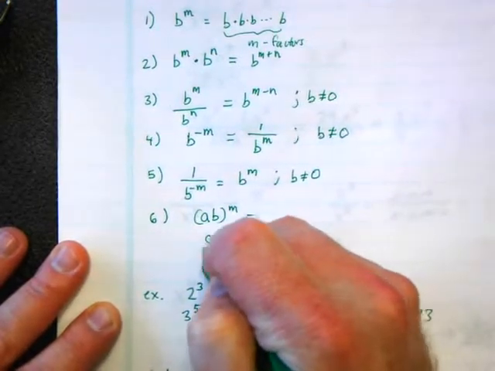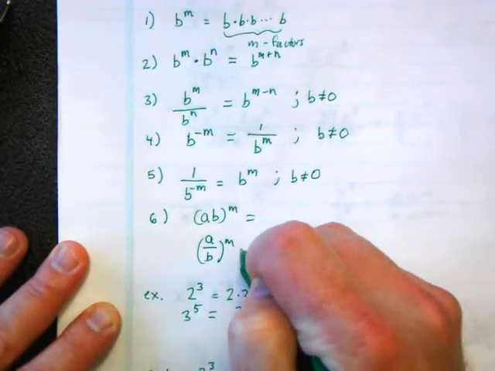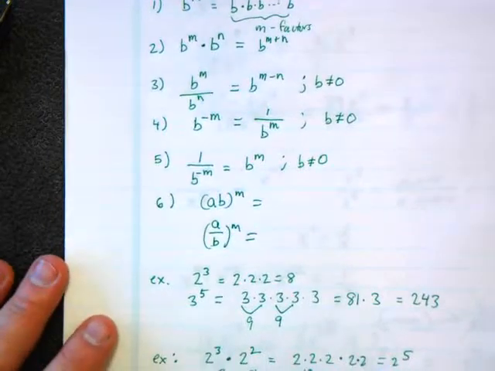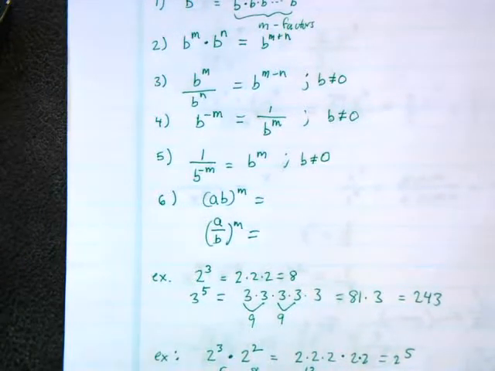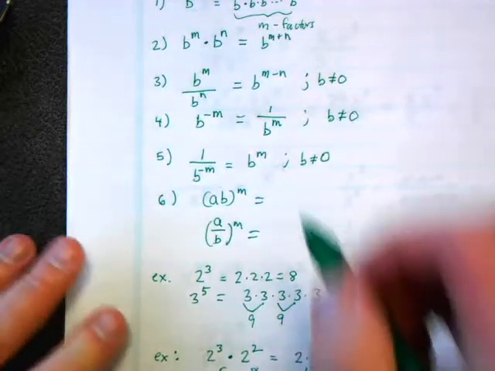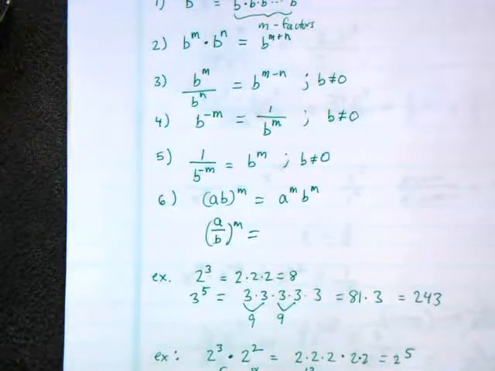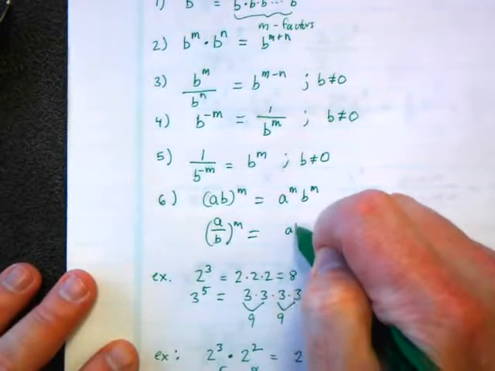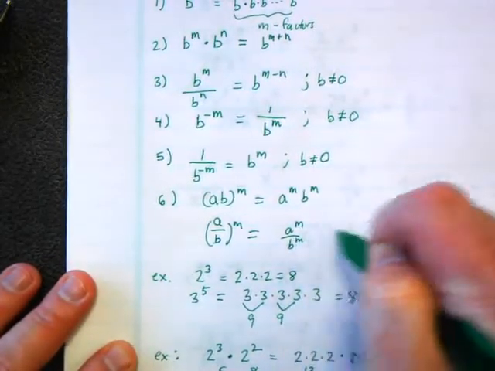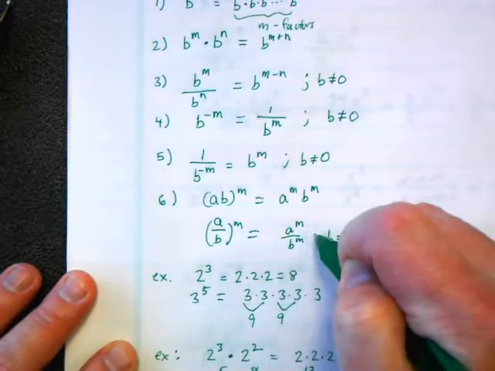Six kind of has 2 parts that go together. What happens if you have 2 things multiplied together inside a parenthesis and they have a power on them? They all get that power. So that's a to the m, b to the m. And how about if you're dividing 2 things and they have a parenthesis around them and it has a power? They both get the power. A to the m over b to the m. And of course this one, b can't be 0.